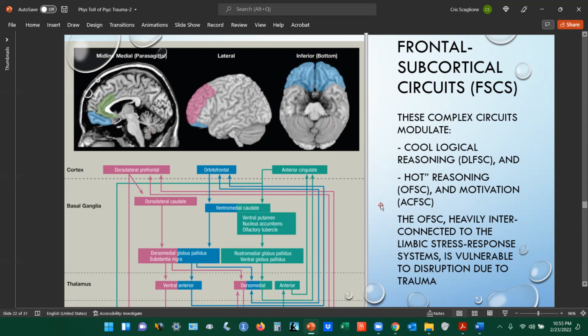And this is the part of the lobe that is most likely going to be affected by massive amounts of stress and trauma. It happens to be the biggest portion of our frontal lobe, the orbital frontal cortex. And it's extremely vulnerable to disruption as a result of trauma.